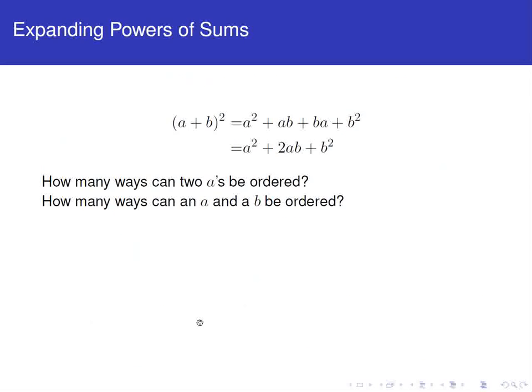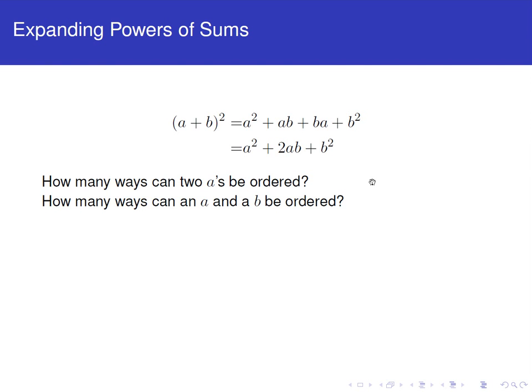Okay, now let's apply this to expanding powers. Here I have a plus b squared. I'm sure we've all done this before. We can break this out into a squared plus ab plus ba plus b squared. Now, normally we combine those two middle terms to the expression below.